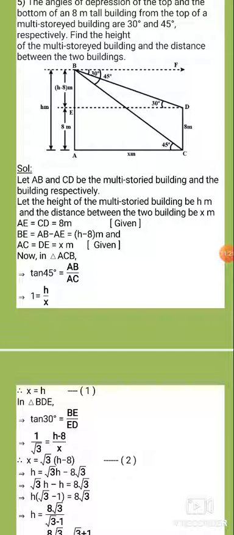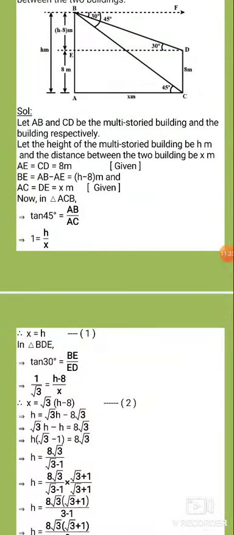Now take the h containing terms on one side. Root 3h minus h is equal to 8 root 3. Now take h as a common factor: h into (root 3 minus 1) is equal to 8 root 3. So h is equal to 8 root 3 by (root 3 minus 1). So here the denominator is irrational, so we need to change it into rational. So we multiply both numerator and denominator by the conjugate of the denominator. Root 3 minus 1 is the denominator. Its conjugate is root 3 plus 1.